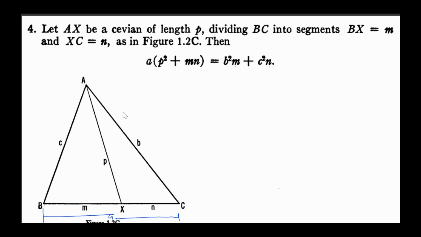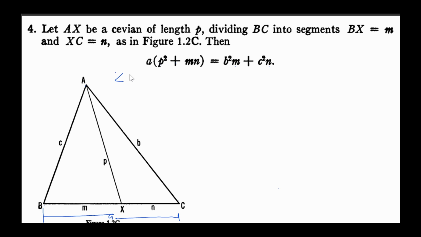Normally we assume that we can draw any line from the vertex to any point on the opposite side, and this line is called a cevian, which is a general line. So it is of great interest how to find the length of the cevian. So AX equal to p is actually the length of the cevian.